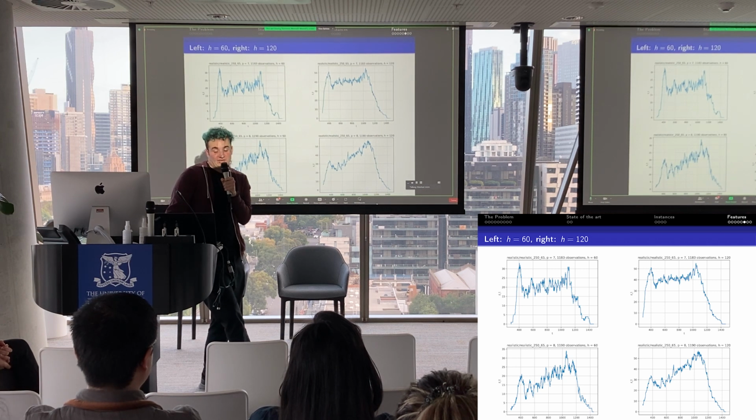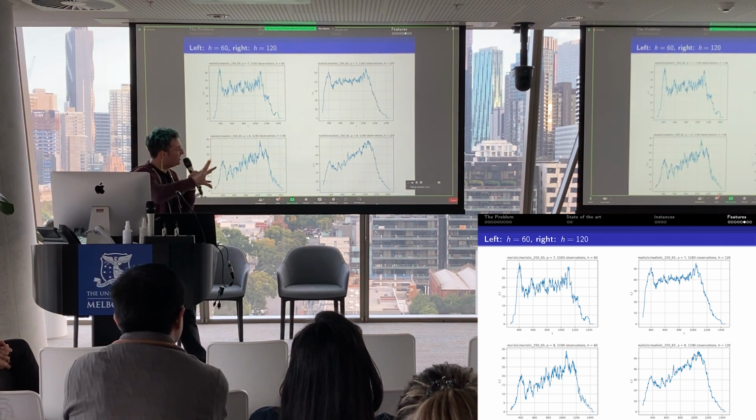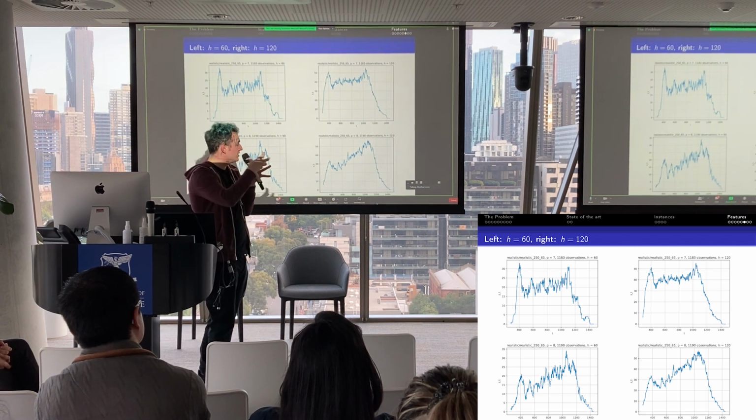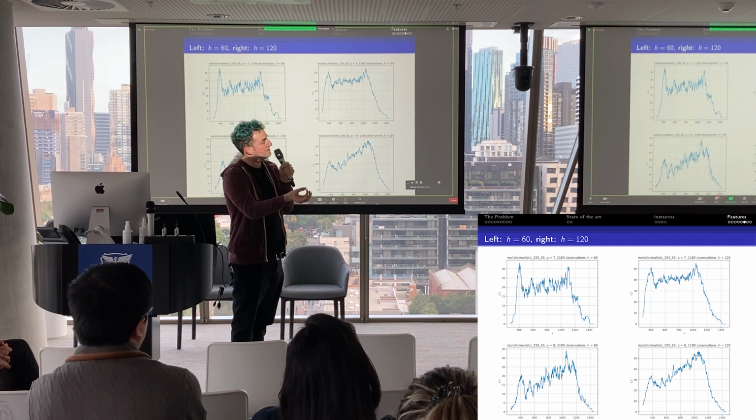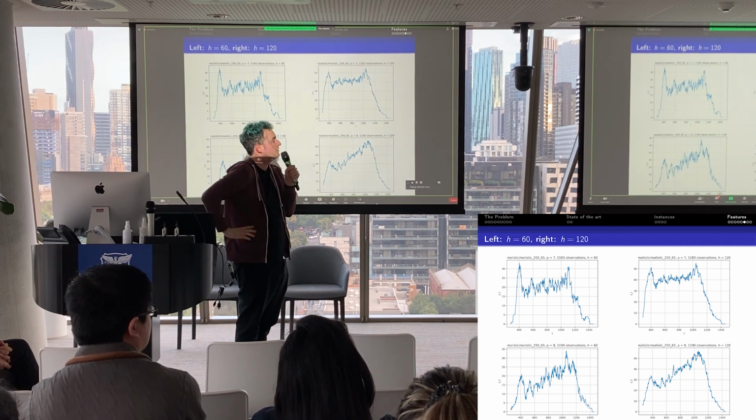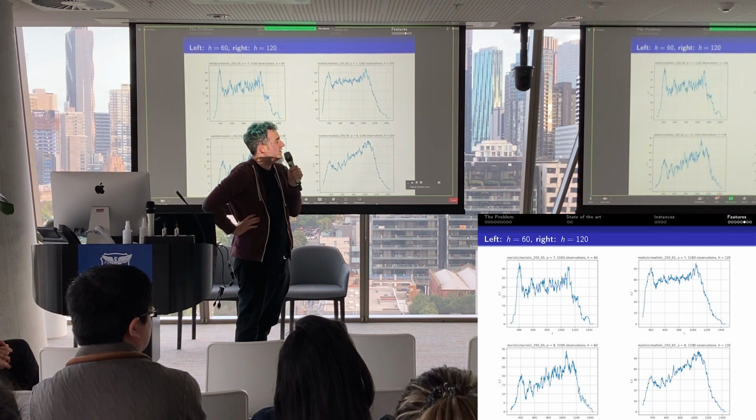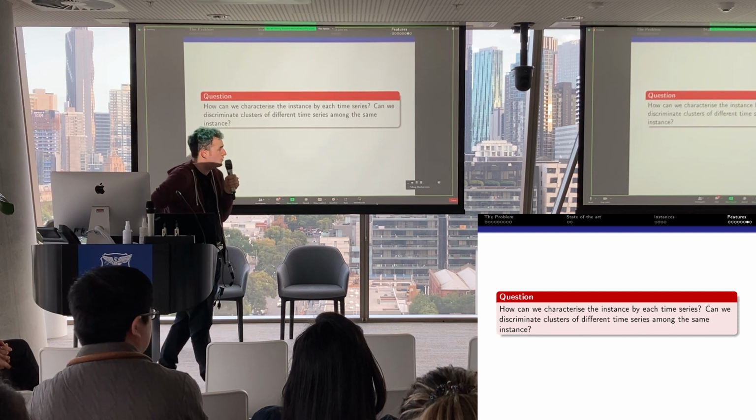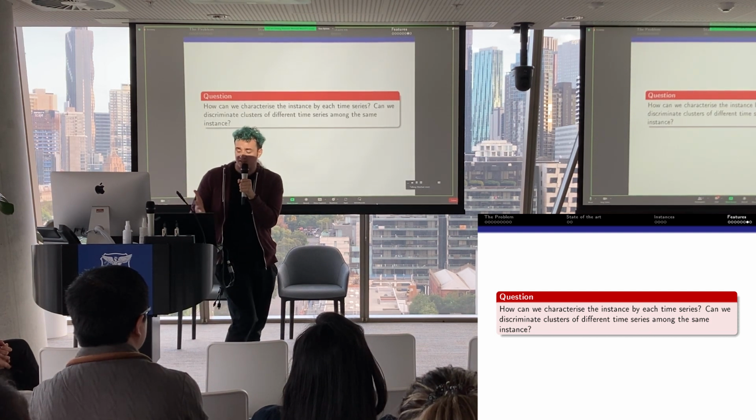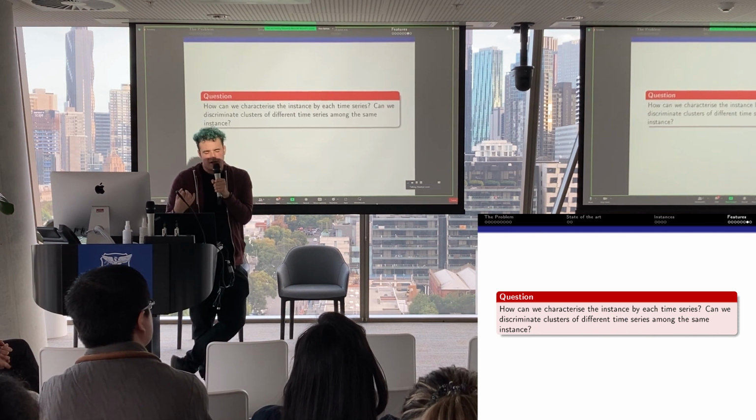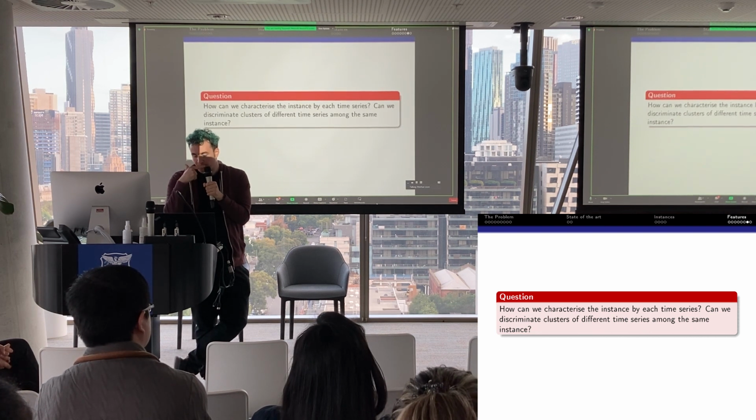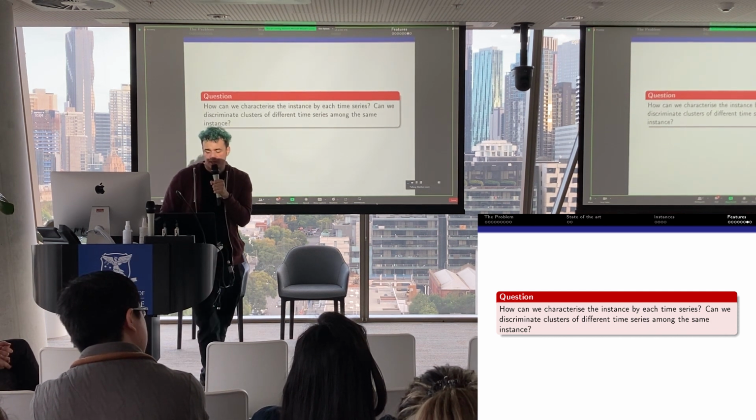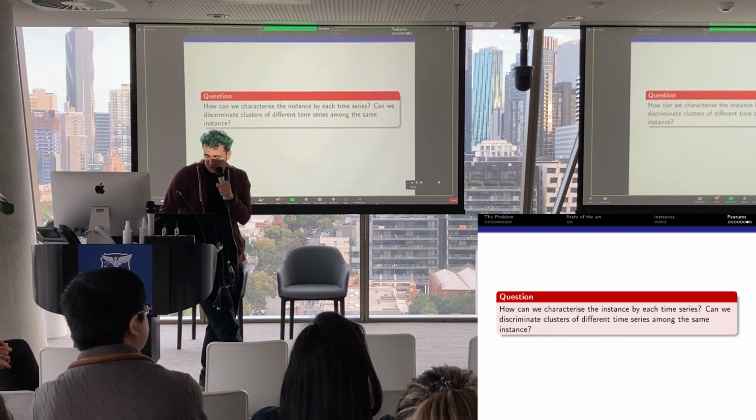So we believe that we can maybe try to cluster, for each instance, how many different shapes we have for each position, and analyze these different shapes of the same instance, of these relief opportunity series. And maybe this can tell us something about the difficulty of an instance. This is the question that we are studying. How can we characterize the instance by each time series? What kind of information do these time series provide? And can we cluster different shapes of time series within the same instance? And what can this tell us?